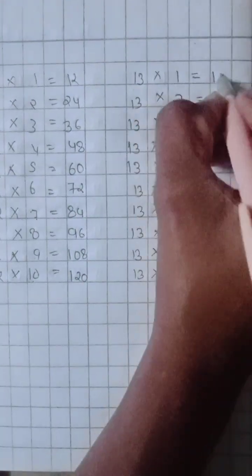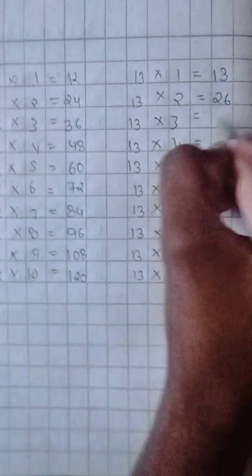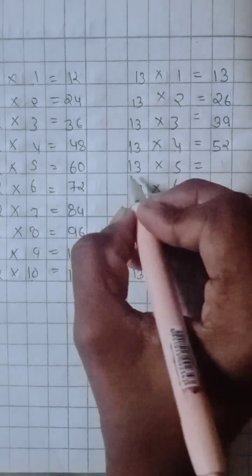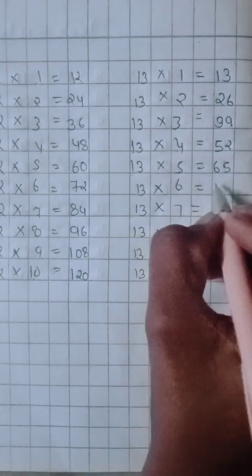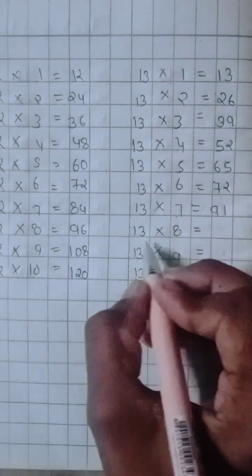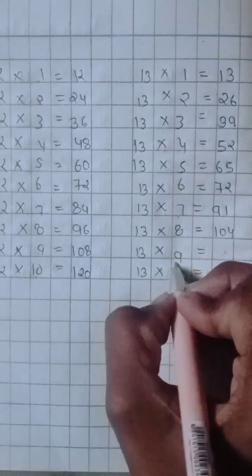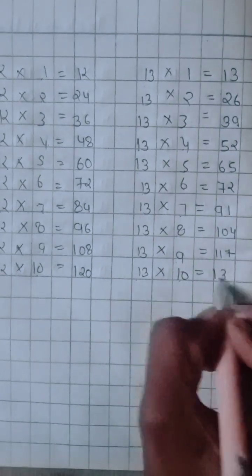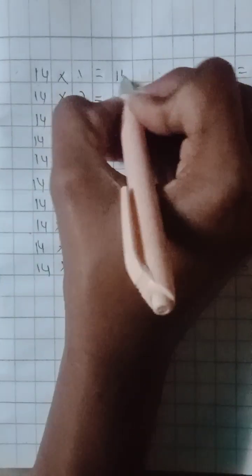13 1 is a 13, 13 2 is a 26. 13 3 is a 39, 13 4 is a 52, 13 5 is a 65, 13 6 is a 78, 13 7 is a 91, 13 8 is a 104, 13 9 is a 117, 13 10 is a 130. 14 start. 14 1 is a 14.